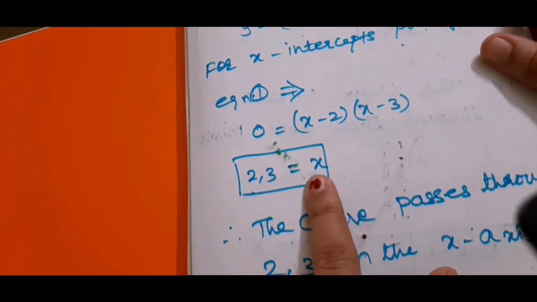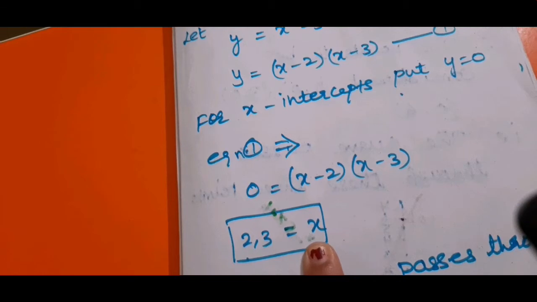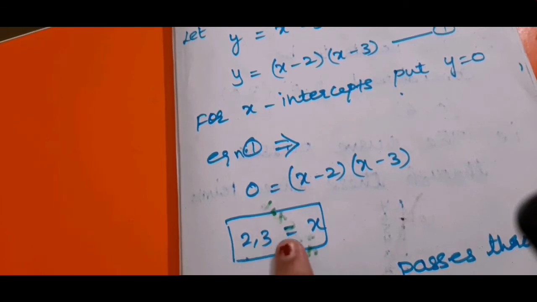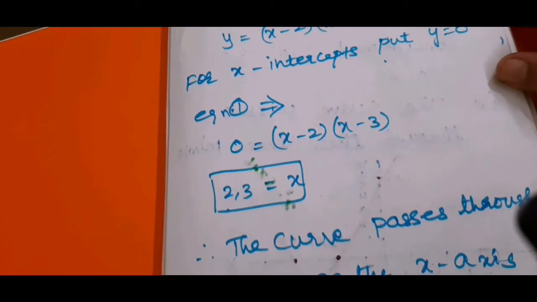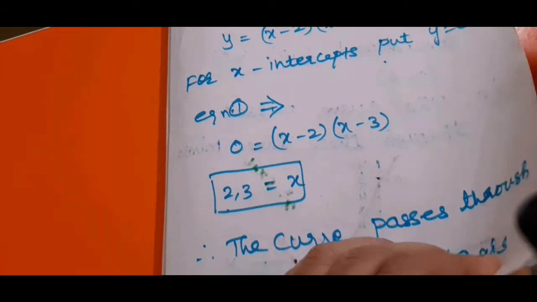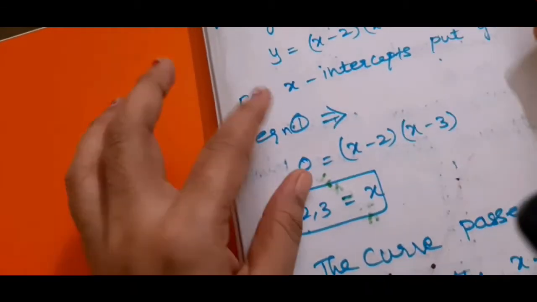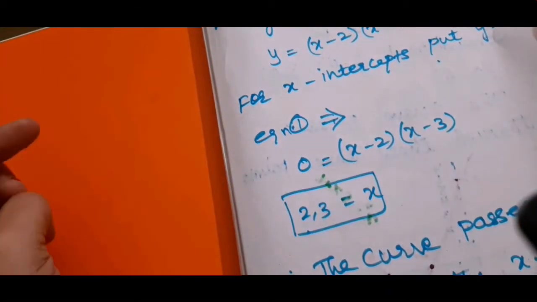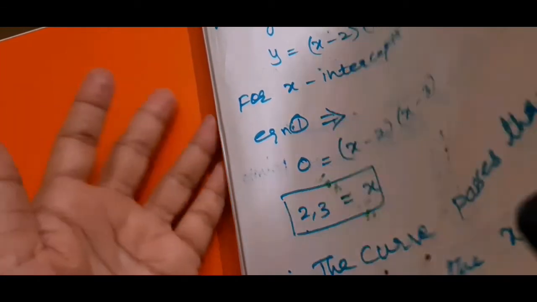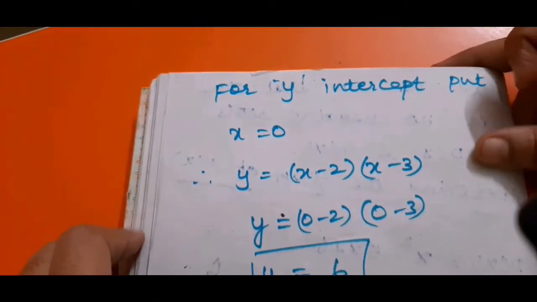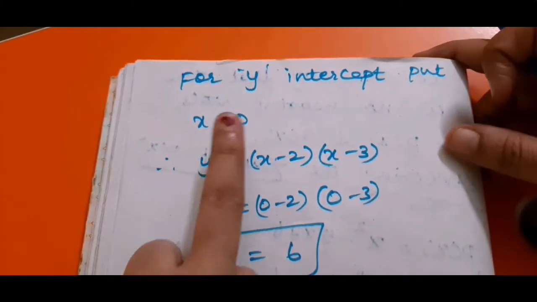So clearly we can say that this graph passes through 2, 3 on the x-axis. Now I want to find out the y-intercept. For the y-intercept, what I should do? I want to substitute x is equal to 0.